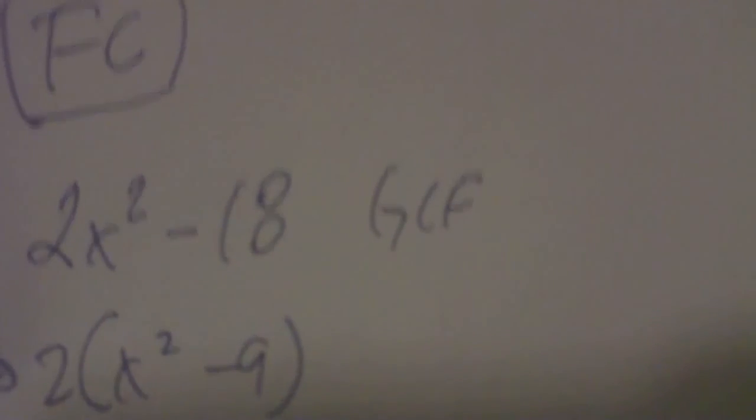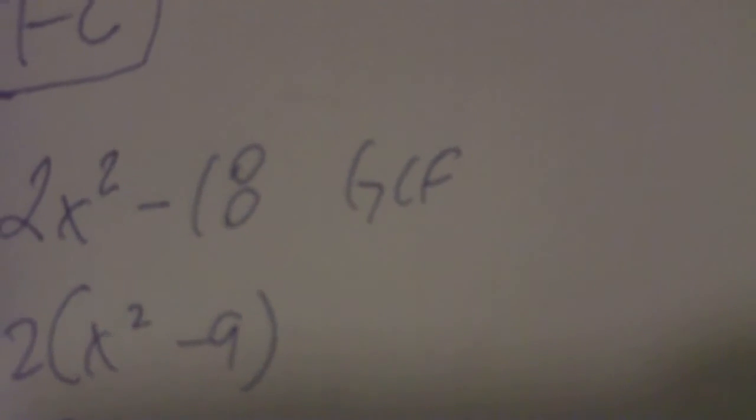So when you look at this, you say, hold up. Both of those numbers are even, so I can at least pull out 2. But could I do anything better than 2? No. They're both even, so I can pull out 2. When I pull out the 2 and do the long division again, I get the x squared left over. And then when I take 2 into 18, I get minus 9.